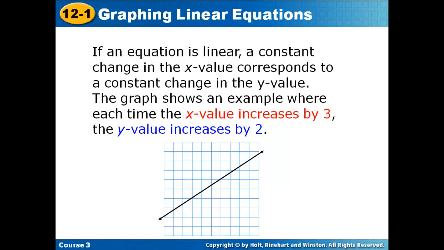Here, in this graph, it's an example to show you the x value increased by 3 and the y value increased by 2. How? This line is increasing 3, 2, 3, 2, 3, and 2. So x increased by 3 and y increased by 2.